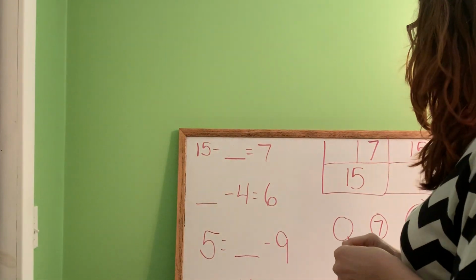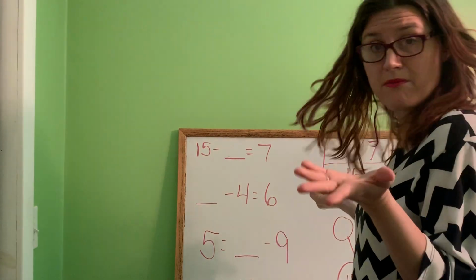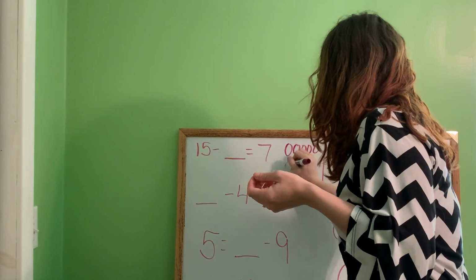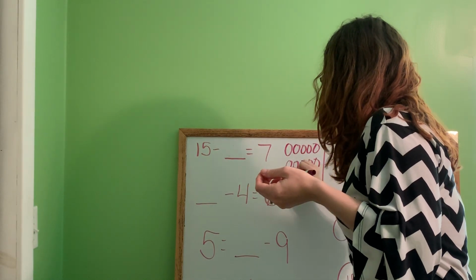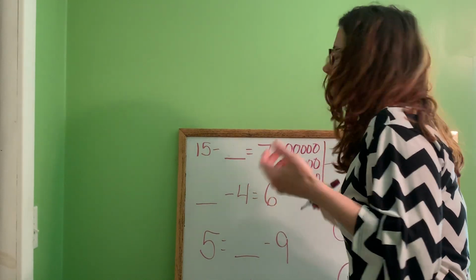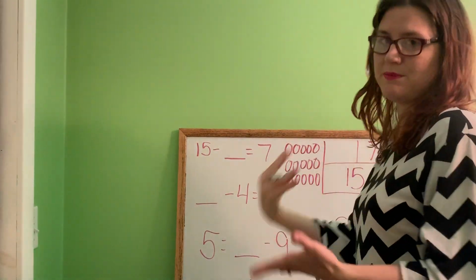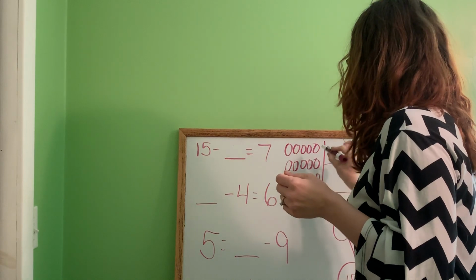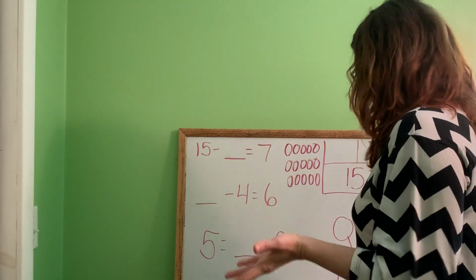So I'm going to show this to you with a model today. I am going to model 15 circles. Now your kids are going to be a little bit slower, and we want them to double check, of course. So 1, 2, 3, 4, 5, 6, 7, 8, 9, 10, 11, 12, 13, 14, 15.